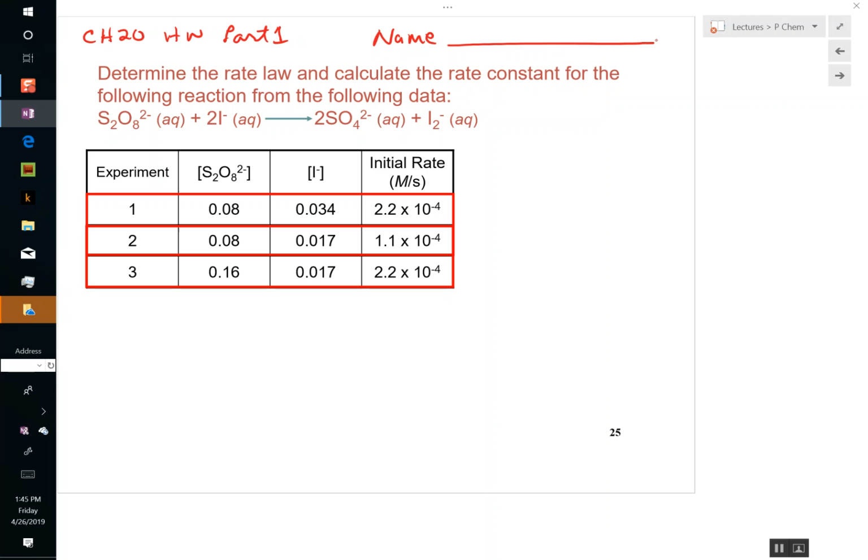But when we get into it on Monday, we're going to be looking at that integration. Okay?